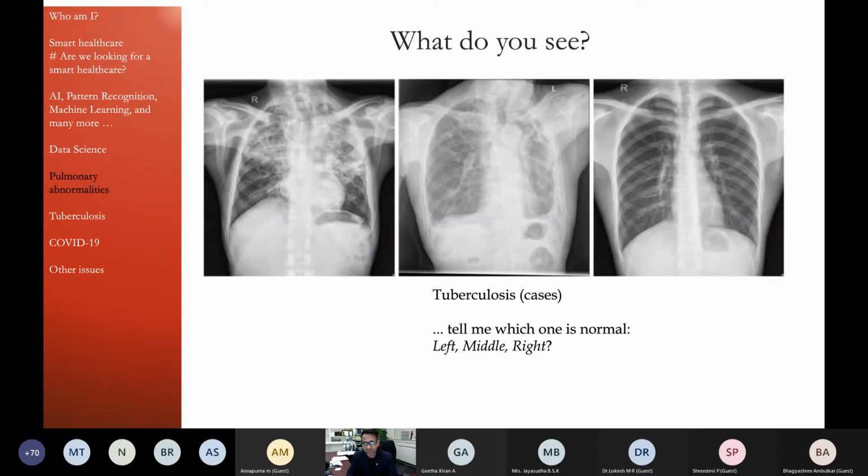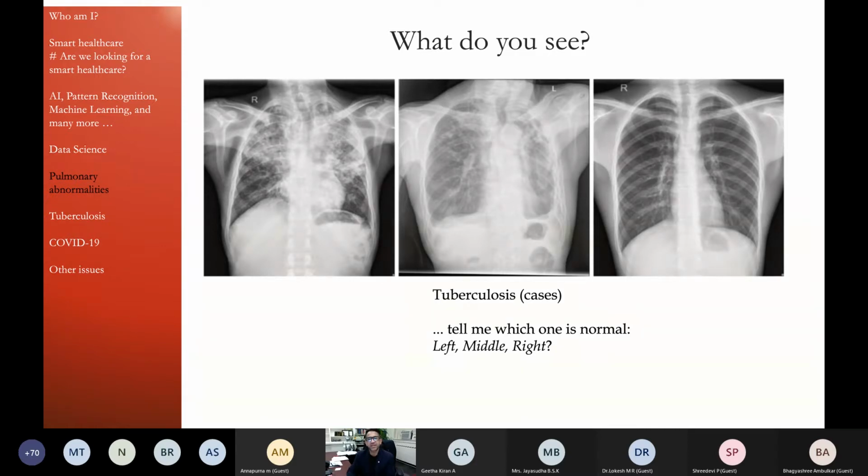Tell me which one is normal. I'll give you samples. Which one is normal? Which one is not? Left, middle, right. Tell me which one is abnormal and which one is normal. Normal, abnormal, just do it. Can somebody tell? Left, one guy is okay to just tell. Somebody can do that? I'm just trying to wake you up.